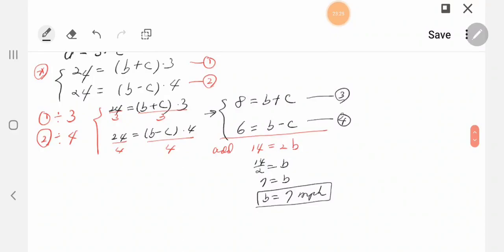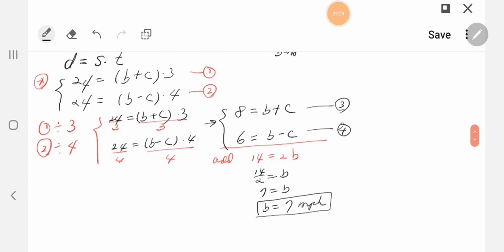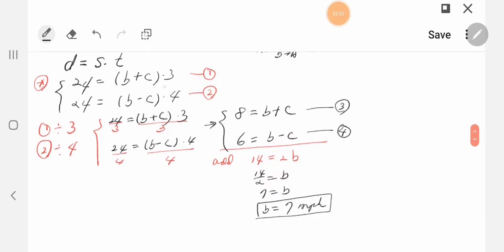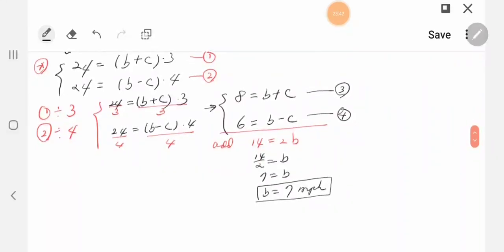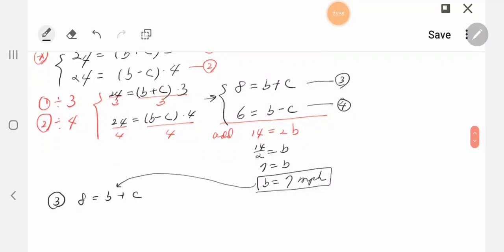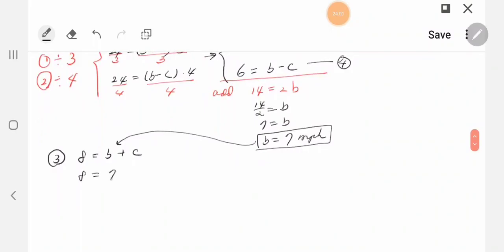Then let's find the speed of the current. Let's use either equation 3 or 4. I don't want to use equation 1 and 2 because we have to distribute, and it's more work. Equation 3 and 4 are equivalent to equations 1 and 2. So from equation 3, 8 is equal to B plus C. Plug in 7: 8 is equal to 7 plus C. Minus 7 each side, so 1 equals C. The speed of the current is 1 mile per hour.